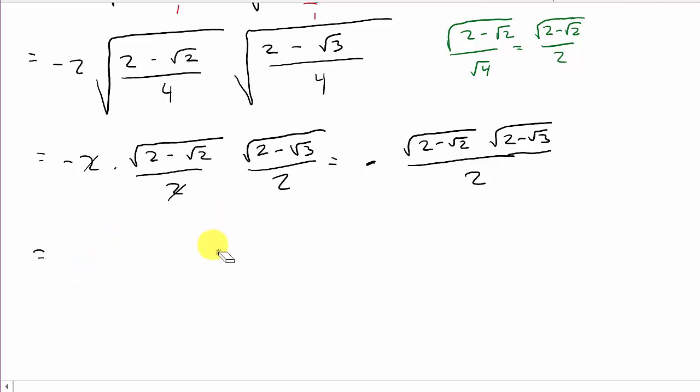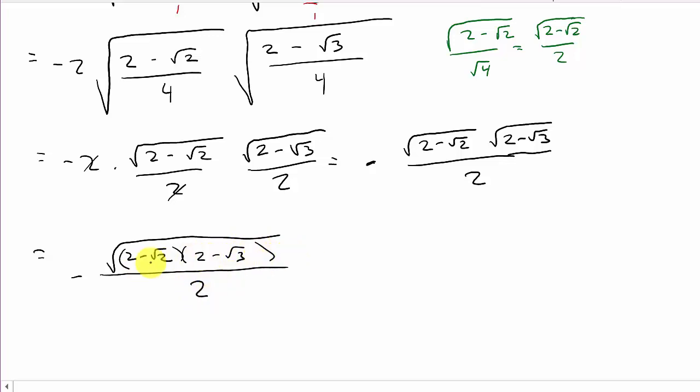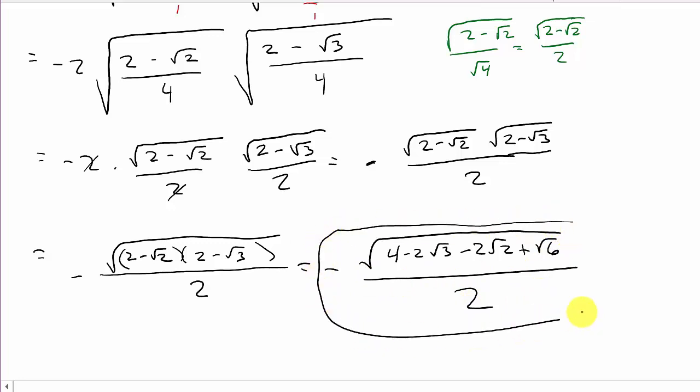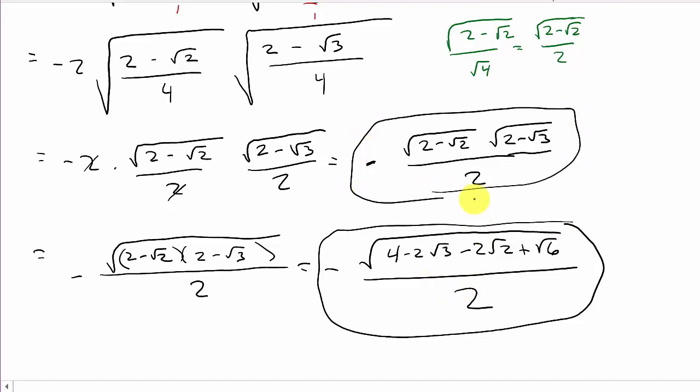You could do this, 2 minus square root of 2 times 2 minus square root of 3 over 2, and then you could foil this out. Well, let's just go ahead and do it. So that's negative square root, 2 times 2 is 4, and that's going to be negative 2 square root of 3 minus 2 square root of 2, and then plus square root of 6, all that over 2. And that's really about all you can do with that one. So I guess you leave it like this, or you can leave it like this, whatever your teacher wants you to do. But there you go.